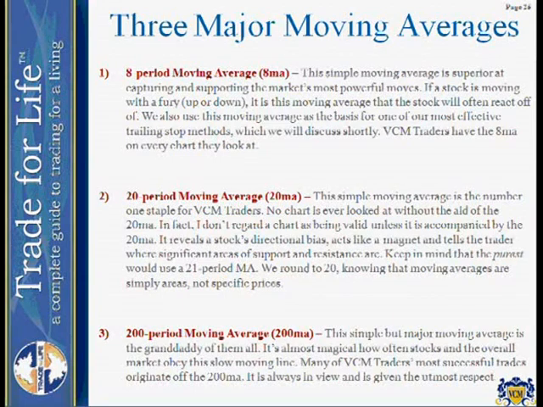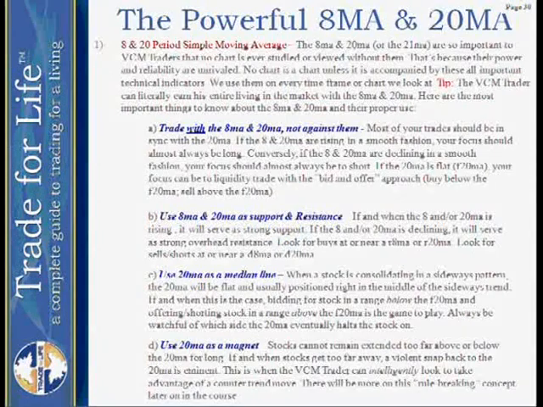Now, of these, the 8 and 20 are what I would call trending moving averages. All right? The 200-period moving average is not a trending moving average. The 8 and 20 are trending moving averages. Now, let's talk about the trending moving averages, the 8 and 20. Okay? The trending moving averages have several guidelines. Number 1, here are the several guidelines.